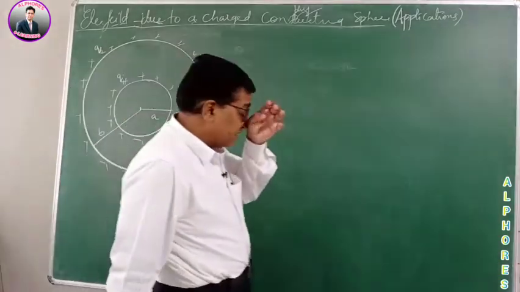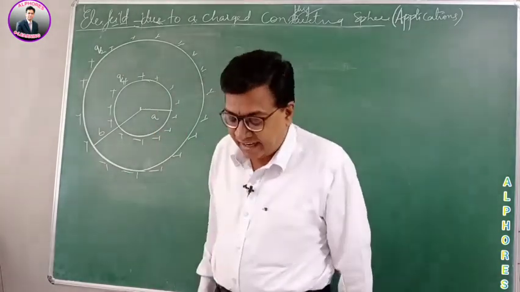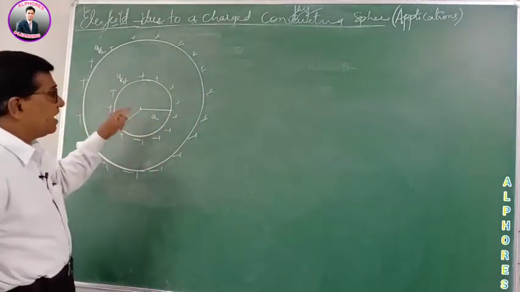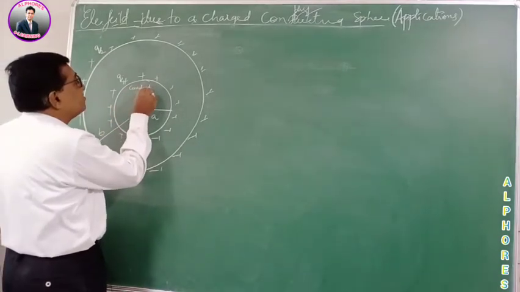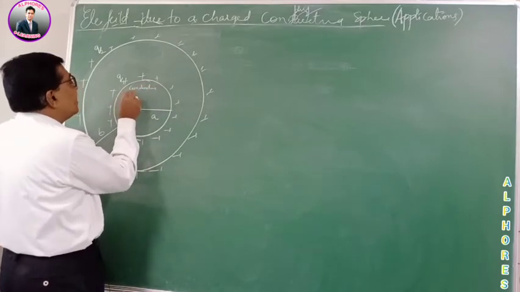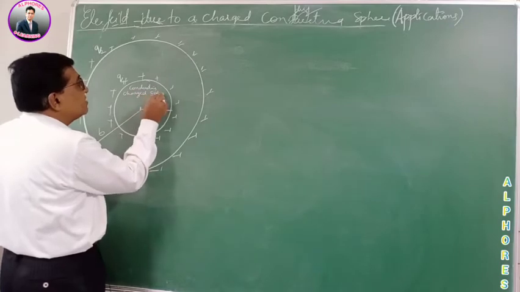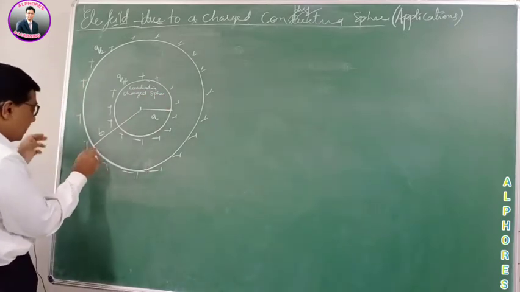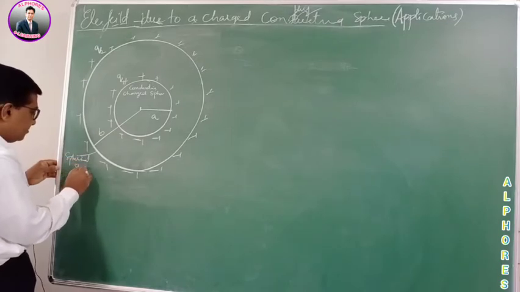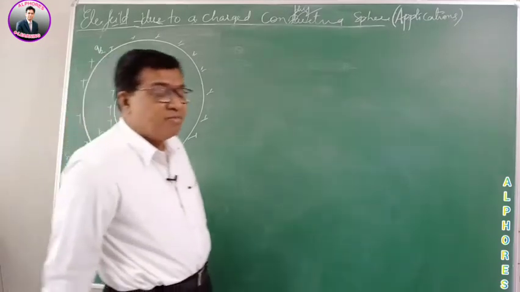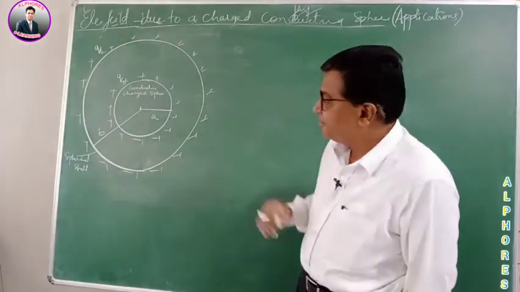Now he is asking to find the electric field due to this combination of concentric spheres. The inside one is a charged conducting sphere, and this is a hollow spherical shell. Now he is asking to find the combination: for this combination, what would be the electric field at various, different points?